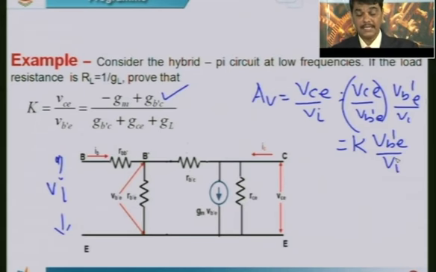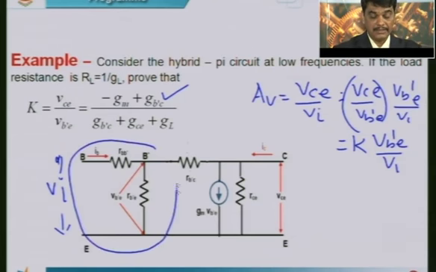Okay. For this case, we have to find the ratio between this value. Then how do you find this? Next, we need to apply KVL to this path, because the voltage drop across this RB dash is nothing but VB dash E. Therefore, you are going to get this VI.